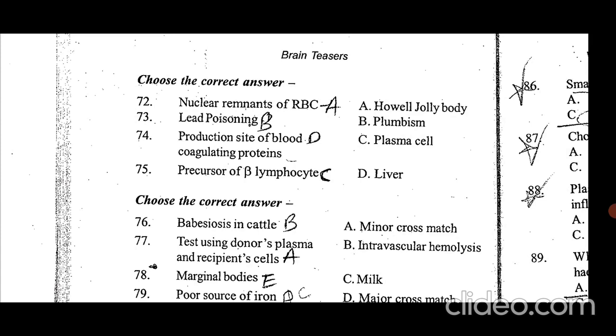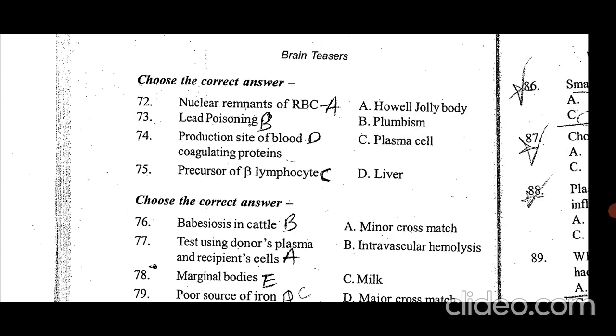Plumbism is lead poisoning. Howell Jolly bodies are the nuclear remnants of red blood cells. The precursors of B lymphocytes are plasma cells. Plasma cells produce immunoglobulins, which are of 5 types, GAMDE, and they are also the precursor of B lymphocytes.